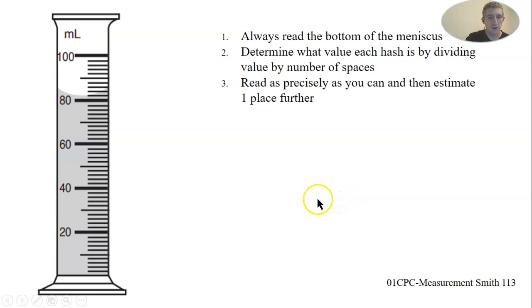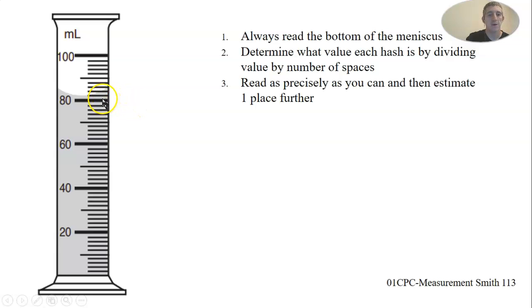Here's another graduated cylinder. Again, a different scale yet again. We go from 80 to 90 to 100. So each of these smaller lines is not a tenth or a hundredth or even a whole place. Each of these counts by 2.